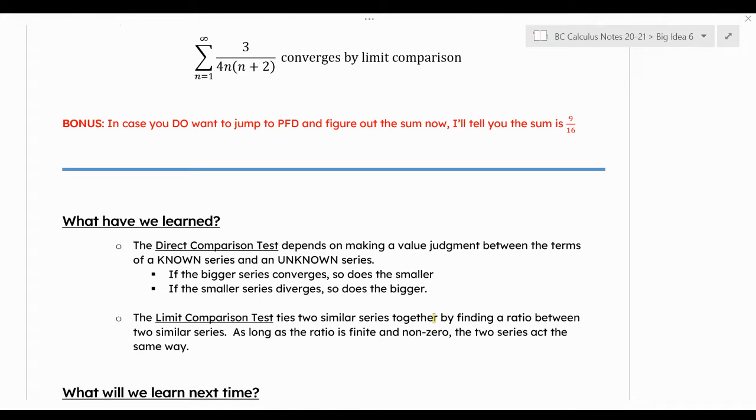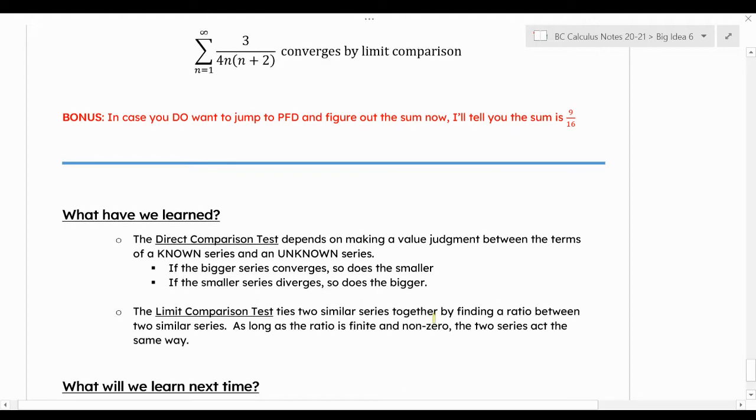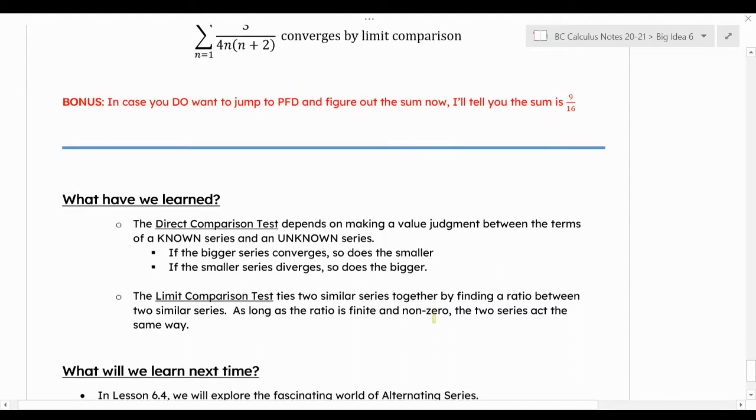And that's where the limit comparison test is handy, because you're going to make an infinite ratio between one series and another. And as long as that proportion is a non-zero finite value, then the two series act exactly the same way as far as convergence or divergence goes. So those are the comparison tests. My money's on the limit comparison test, if you ask me.